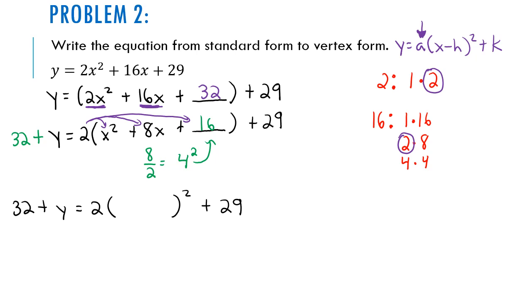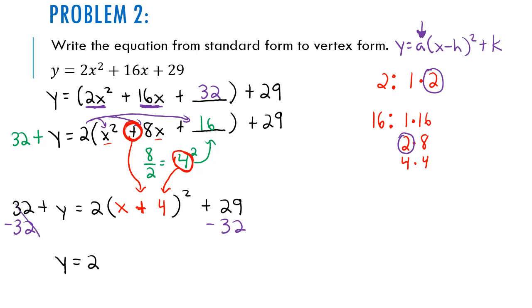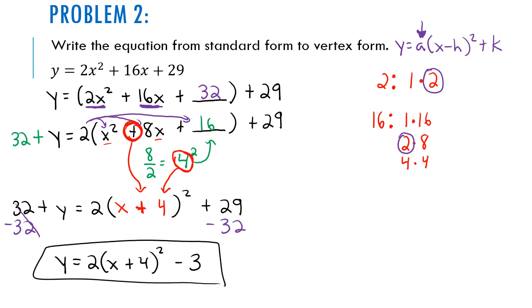Now, just like last time, we're using the letter x here, so I need an x. The first sign I come across inside my perfect square trinomial, that's the sign that goes inside here. 8 divided by 2, whatever number that I get, is going to go there. In this case, this happens to be a 4, but it could be any number. Whatever the number is divided by 2, that result goes there. Last part, just got to go ahead and minus the 32 over. So I have y equals 2 parentheses x plus 4 squared minus 3. And now we're in vertex form.